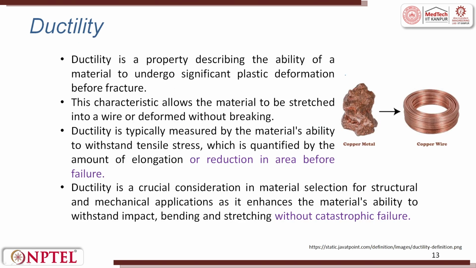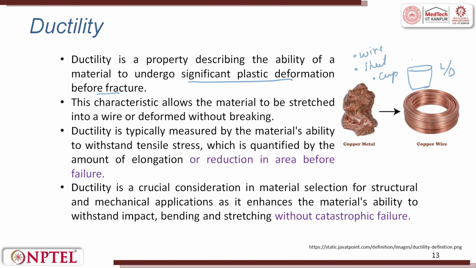Let us move to ductility. Ductility is a property describing the ability of a material to undergo significant plastic deformation before fracture, as in making a wire, a sheet, or a cup which has a high aspect ratio. So, what is aspect ratio? L by D, length by diameter. So, we try to look into it.